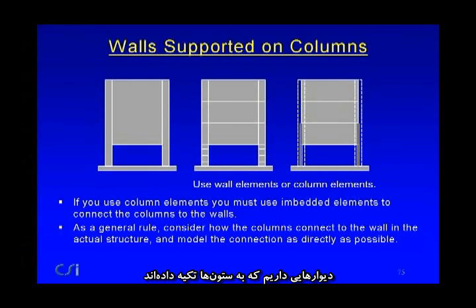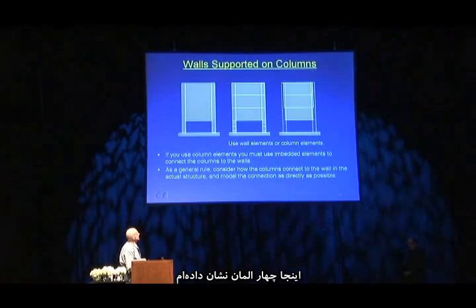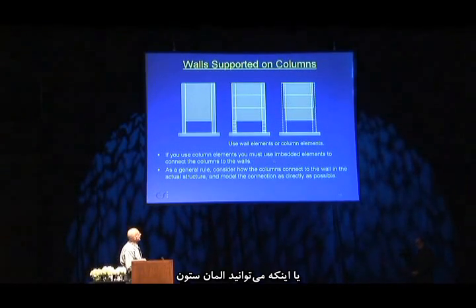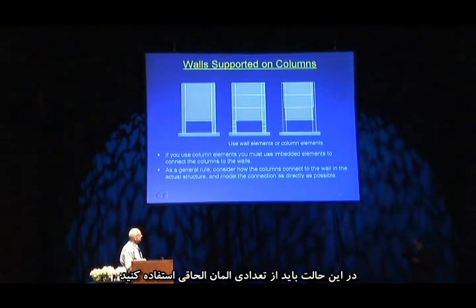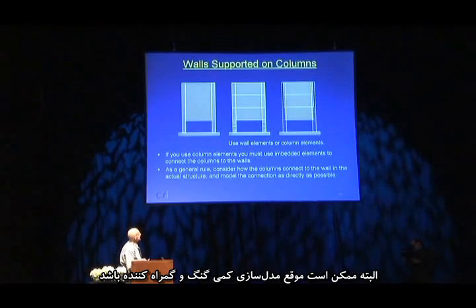If you have a wall supported on columns, there's a couple of ways in which you could do it. You could model these columns using wall elements. I've shown here 4 elements. Or you could use column elements, frame-type elements, in which case you'd have to have some embedment in there. This can be a tricky one to model.